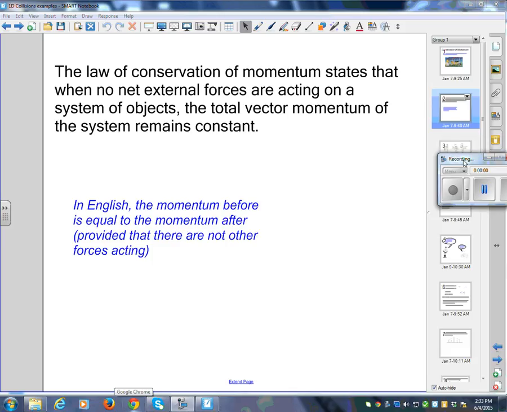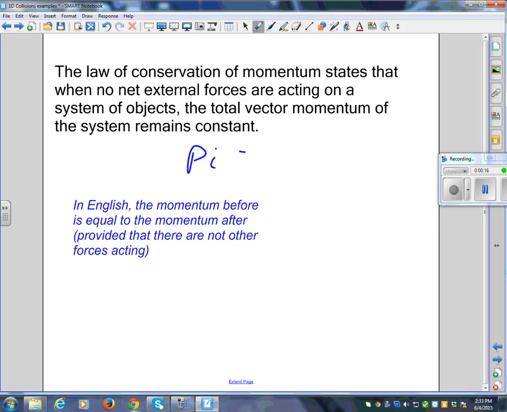We'll make do. The law of conservation of momentum states that when no net external forces are acting on a system of objects, the total vector momentum of the system remains constant. In other words, in English, momentum is conserved. In fact, I like to say every one of these questions can be started with PI is equal to PF.